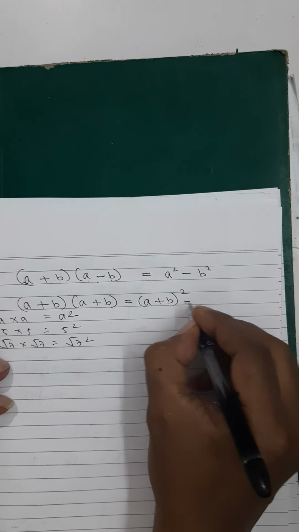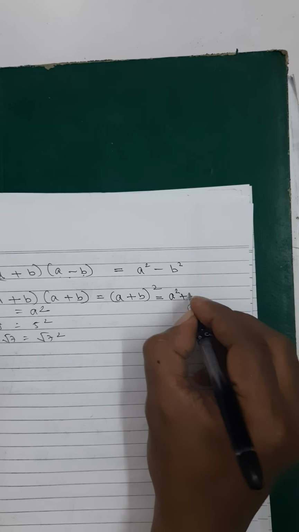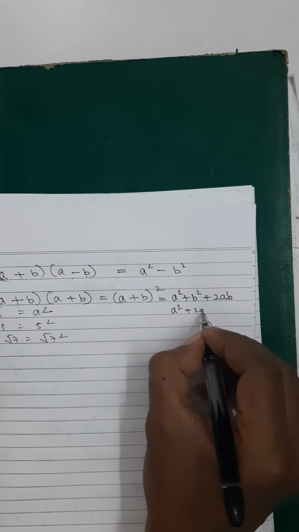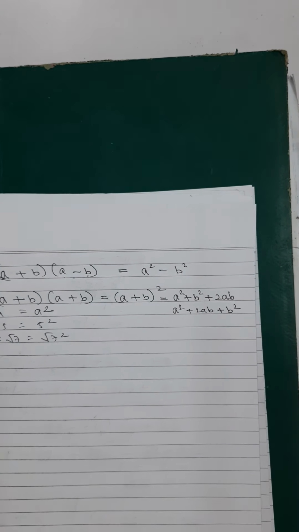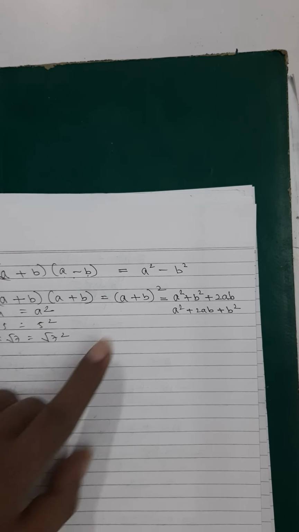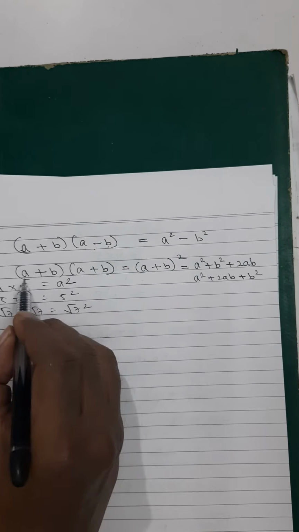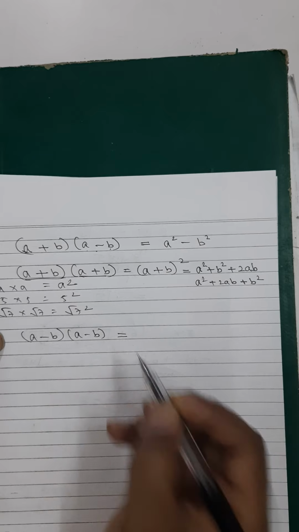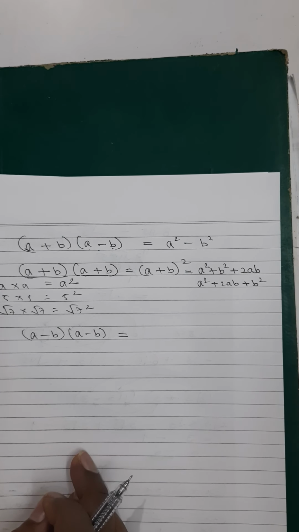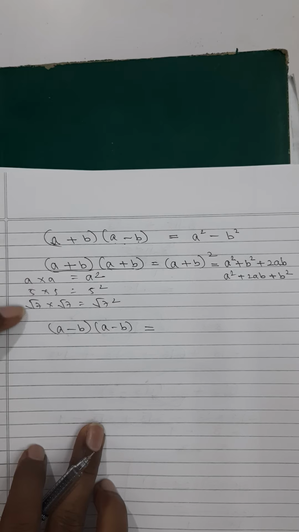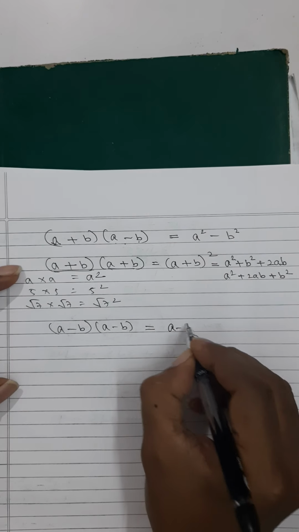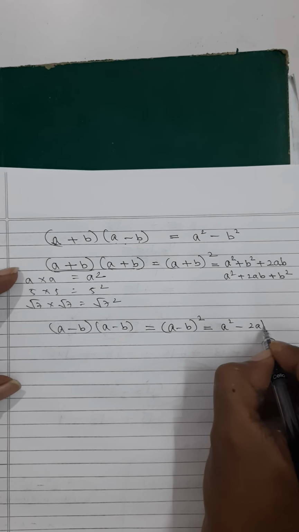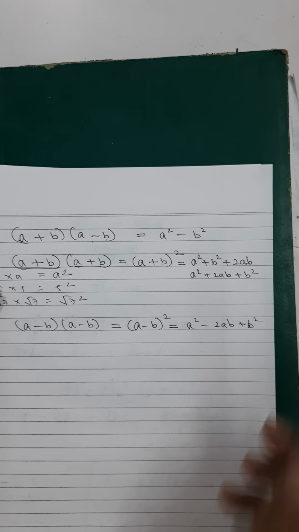And the expansion of this is a square plus b square plus 2ab. You can also write a square plus 2ab plus b square. With whatever you are comfortable, both are going to be the same. Similarly, if instead of plus and plus, there would have been a minus b into a minus b, this would become, by these same rules, a minus b the whole square. And the expansion of this would be a square minus 2ab plus b square.